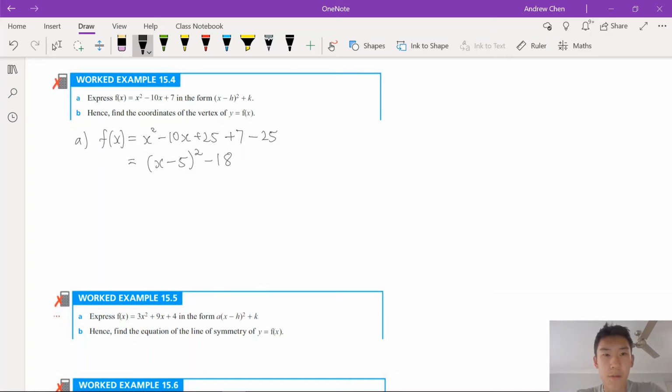Hence, find the coordinates of the vertex. Okay, so if the quadratic is already in this form, the vertex is going to be at (5, negative 18), or the turning point.